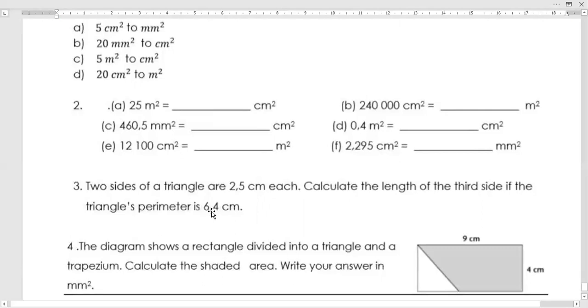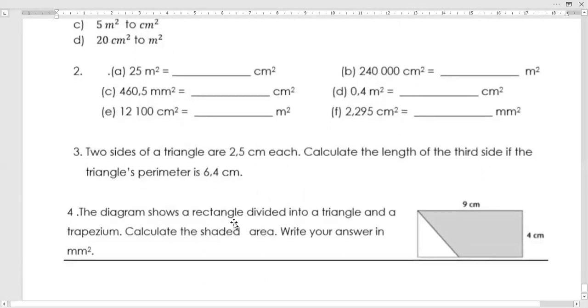And then number 4. This one is combining basically your conversions and your area. So it says that you have a diagram that shows a rectangle divided into a triangle and a trapezium. So there's your triangle there, there's your trapezium here, and there's your whole rectangle. Calculate the shaded area. So this shaded area, the trapezium, you need to find out how much that is going to be. And they've given you the measurements in centimeters but your answer needs to be in millimeters.